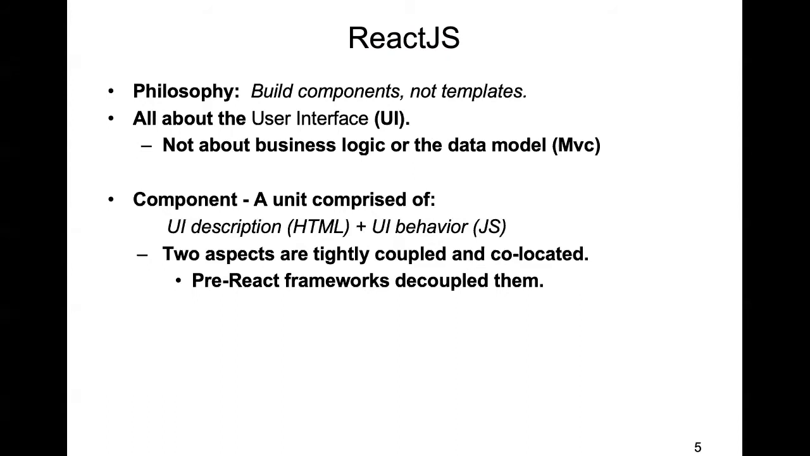How does it behave? Now, because React is in the web world, in terms of UI description, we still use HTML because that's foundational to the web. And in terms of UI behavior, we use JavaScript. But the thing is that a component is comprised of those 2 parts, the UI description and the UI behavior. And those 2 parts are physically located in the same file. They are co-located. Prior to React, they were in separate files.